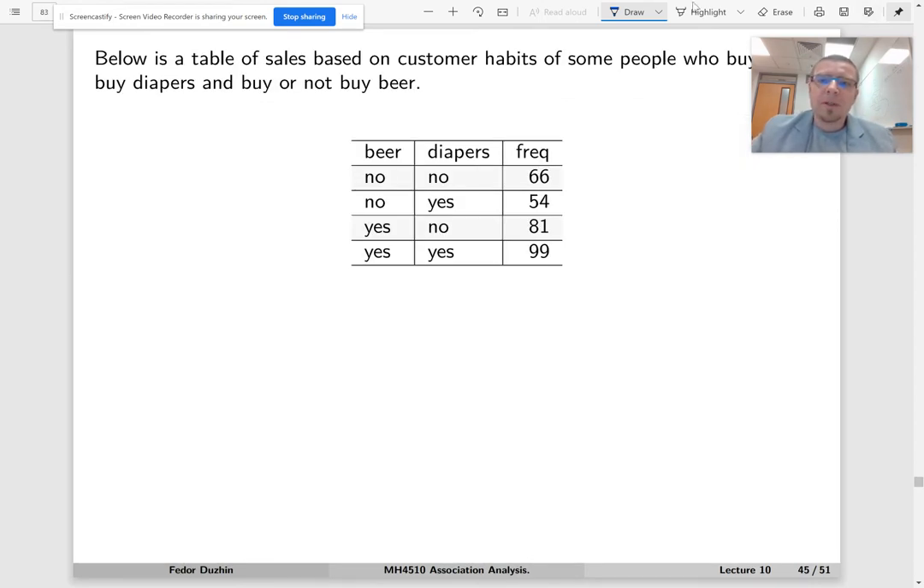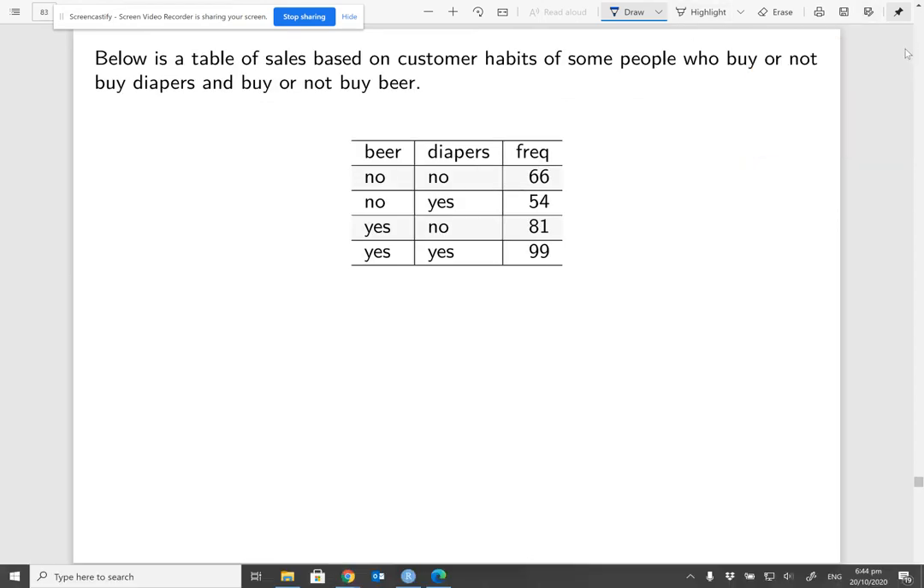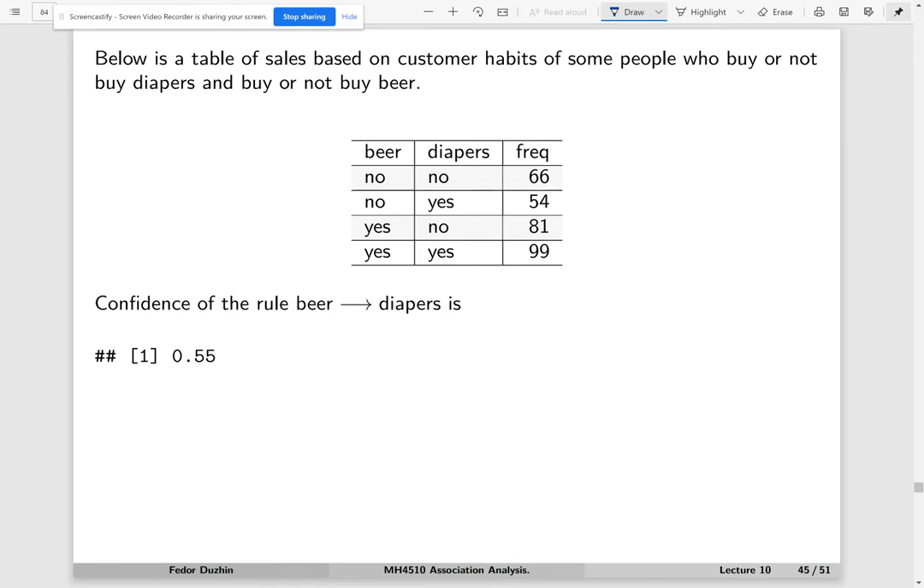So here is an example of how it works with association rules. This is a table of sales based on customer habits. I'm not going to do a complicated, detailed analysis. It's just people who buy or do not buy diapers and buy or do not buy beer. And by the way, we are going to treat the absence of beer as an item and the absence of diapers as an item, right?